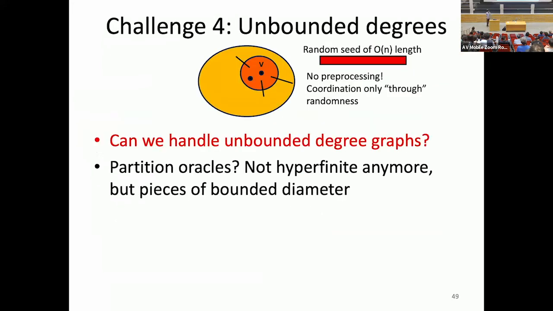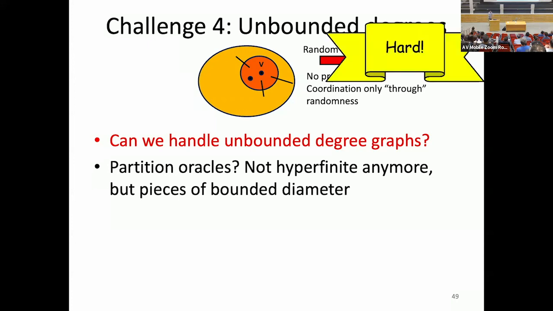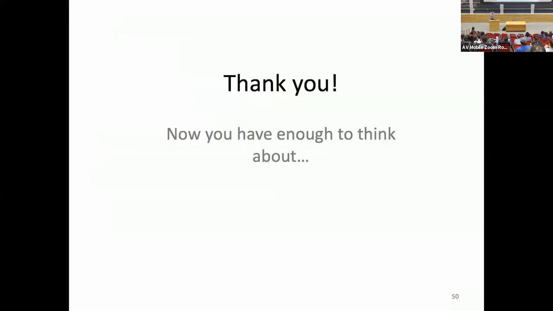Last but not least, can we handle unbounded degree graphs? This seems really hard because the graphs are not hyperfinite anymore in the true sense, but you can break it up into pieces whose diameter is bounded. Can we have a notion of partition oracles for those? That seems hard. So now that I've ranked all my problems, thank you very much, and hopefully you have enough to think about.